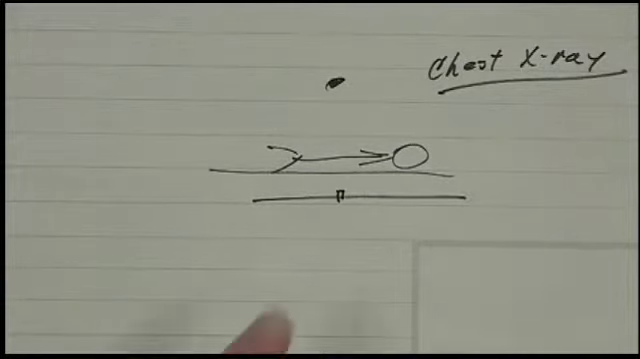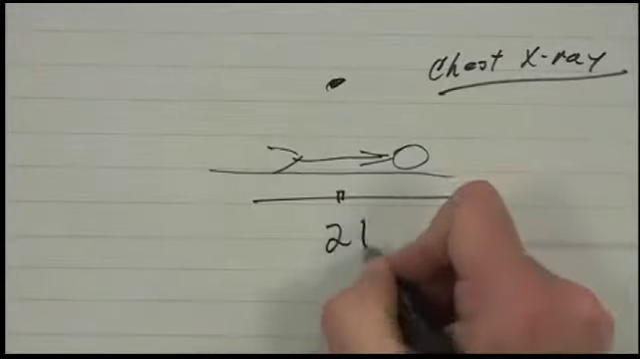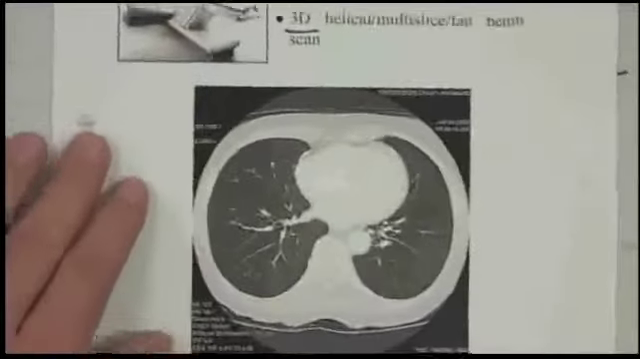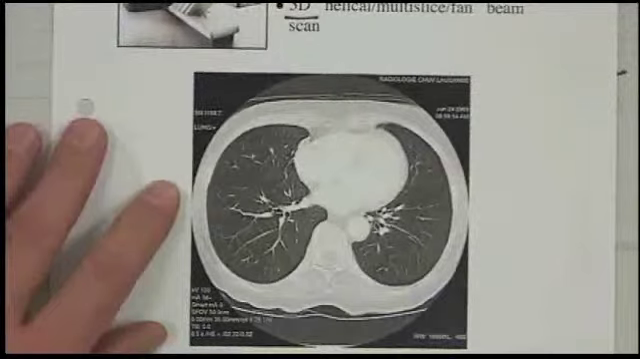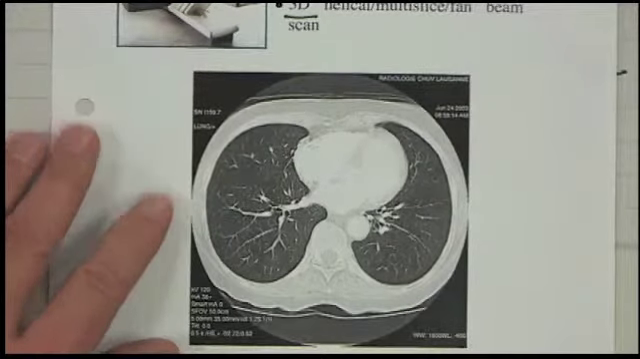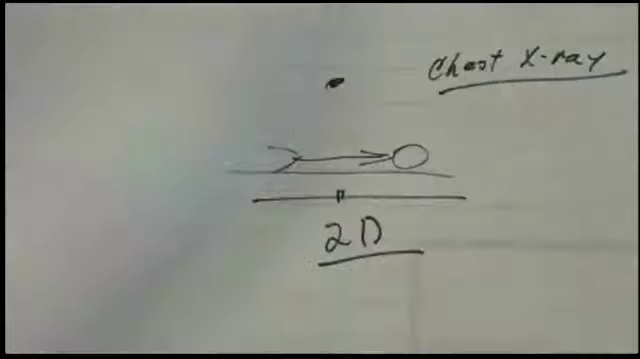But this is 2D. This is 3D. So how does that work? How do you form a 3D image of a person without actually slicing them up, which most people will object to? That's where the magic of tomography comes into play.